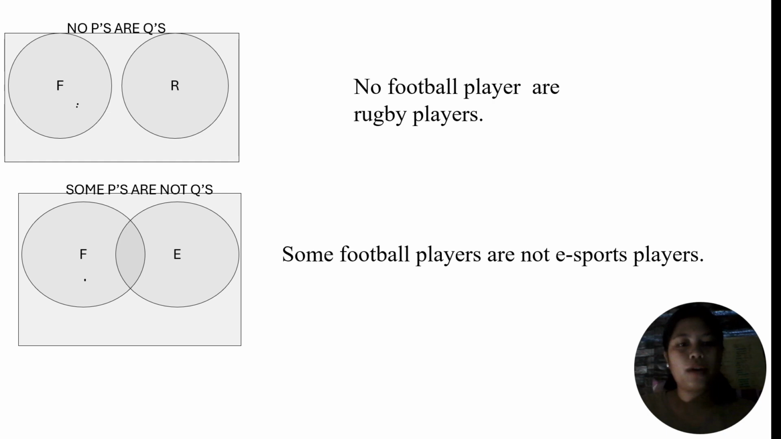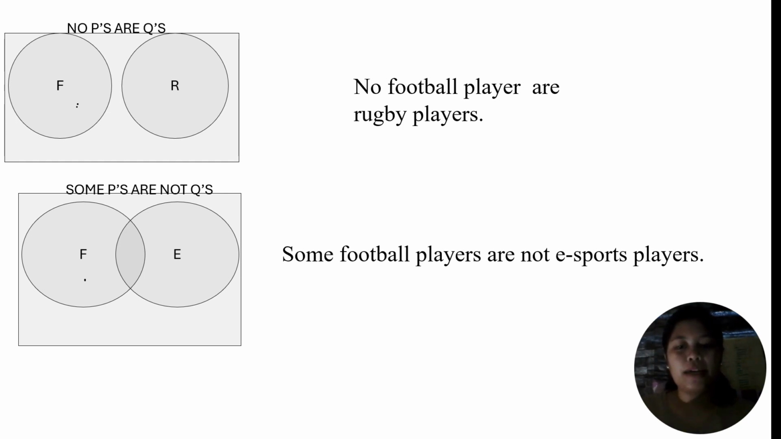So lastly, we have some P's are not Q's. So we have two circles that intersect. So we have an argument based on the Euler diagram: some football players are not sports players. Not all football players are sports players. So some, not all. So this is a valid argument.